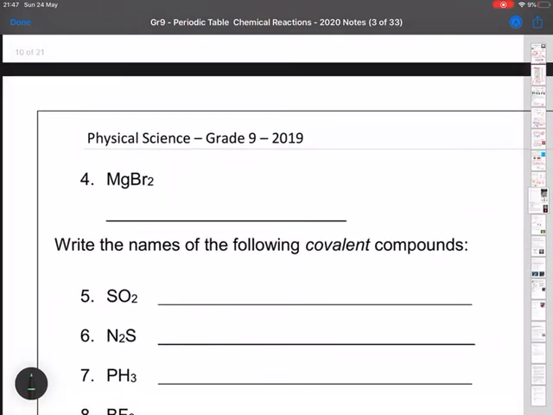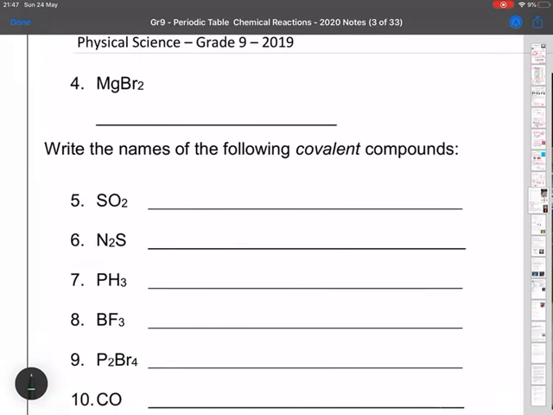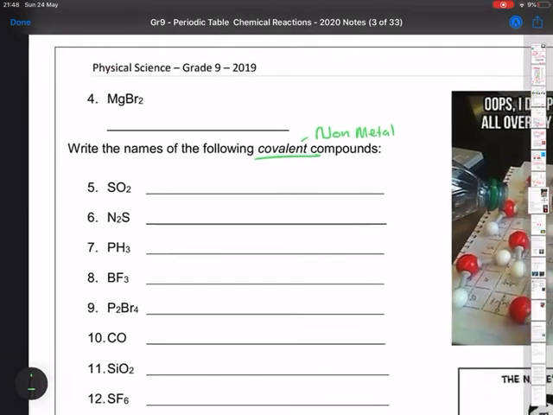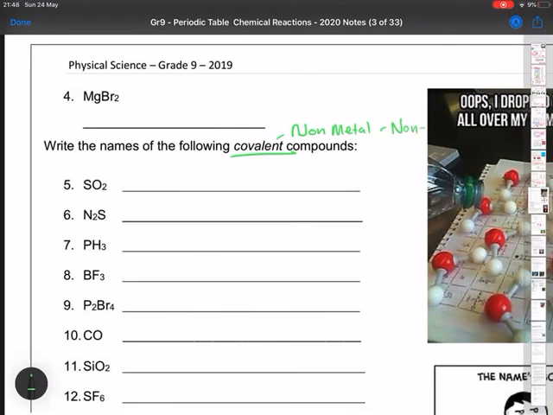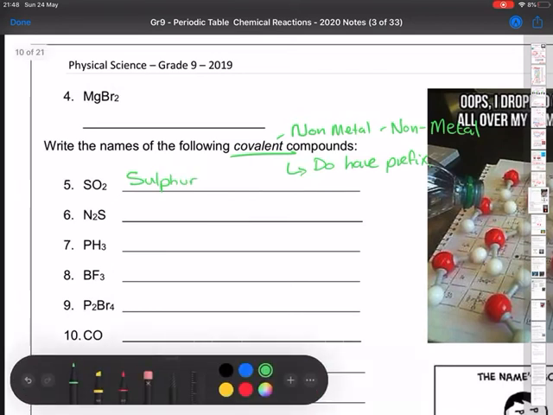See if you can do magnesium on your own. And now these are covalent compounds. So covalent compounds is just non-metal and non-metal. So non-metal bonded to a non-metal. Okay. And with that rule, we do use a prefix. So here we've got sulfur and two oxygens. So because we've got two oxygens, we're going to have a dioxide.